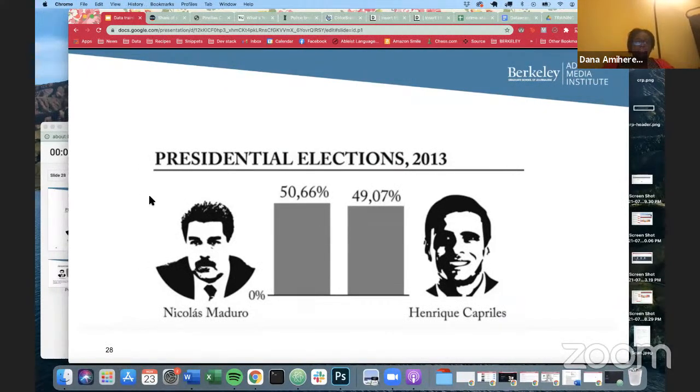But this guy Maduro in this propaganda was saying, I did so much better. I crushed this other guy. But no, this is really how close the vote was. If you round it, 51% to 49% is very, very close.